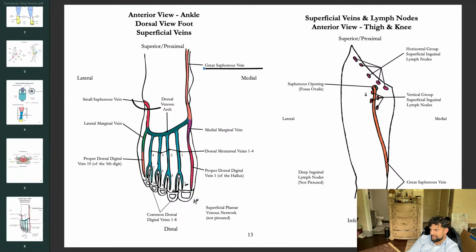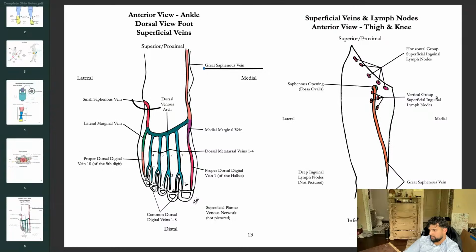Horizontal group is going to drain the inguinal region, along with the buttocks, the lateral upper buttocks and stuff like that, like the gluteal region and the iliac region. Roughly, that's what it drains, and the genitalia. Actually, that's important. The genitalia is drained by like the vulva, the penis, vaginal, all that stuff.